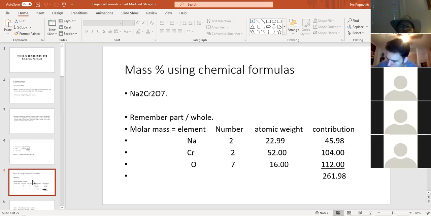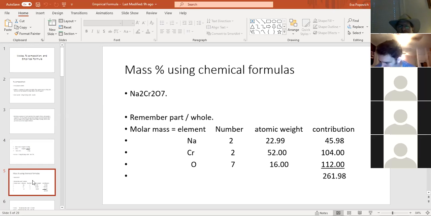Chromium, I also have 2 chromiums. Each of them has an atomic weight of 52 for a total of 104. I have 7 oxygens, each at 16. So oxygen's contribution is 112. I add all of those up to get the molecular weight of 261.98.